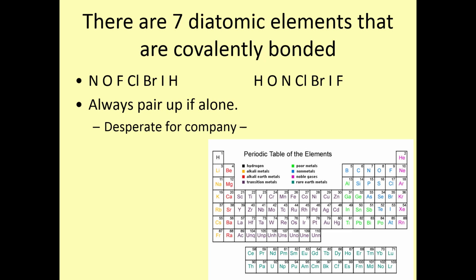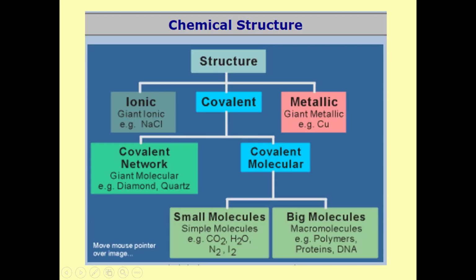Okay. All right. So don't forget your 7 diatomic elements. They're going to come back for you. Remember, these are elements that always pair up if they're alone. They're held together by covalent bonds, and they make tiny diatomic molecules. So remember the super 7, and it points to hydrogen.